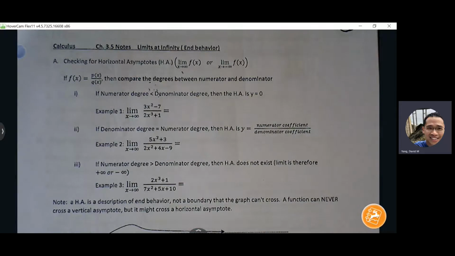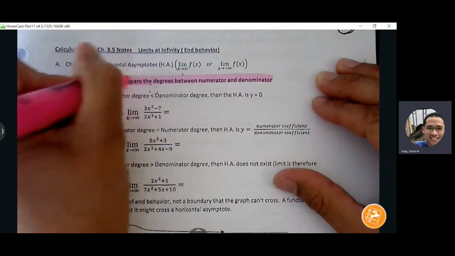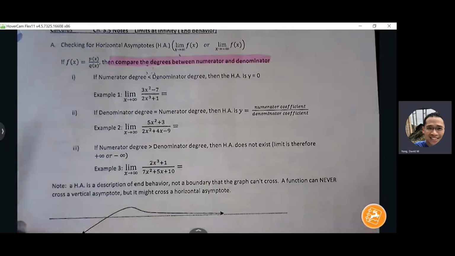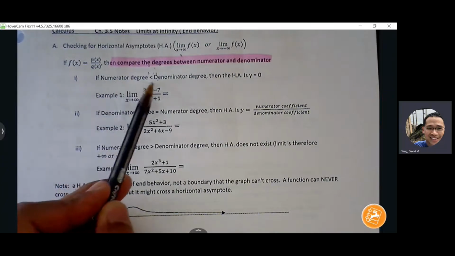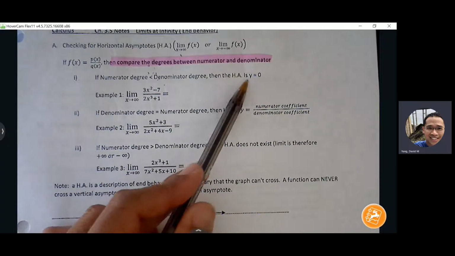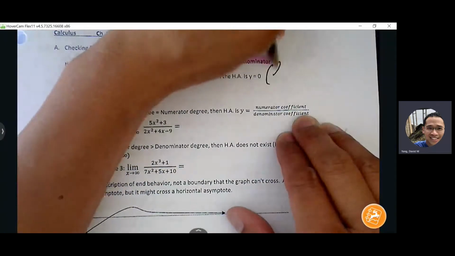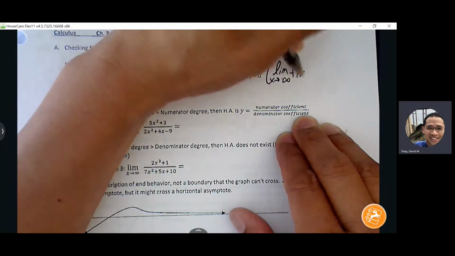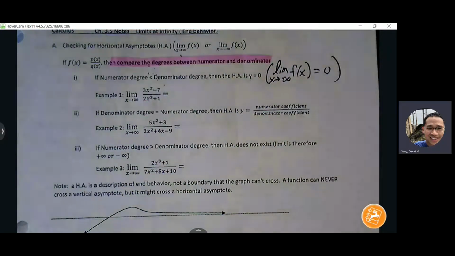Maybe you've done this before when you're talking about horizontal asymptotes. So if we're doing limit as x approaches infinity, we're talking about horizontal asymptotes, and algebraically, we're going to be comparing the degrees. So let me go through the scenarios here. If your numerator degree is less than your denominator degree, then the horizontal asymptote is y equals 0. Or in other words, your limit as x approaches infinity or negative infinity of f of x is equal to 0. And limit as x approaches infinity and horizontal asymptote, a lot of times they're interchangeable. So we're going to go back and forth between those two statements.